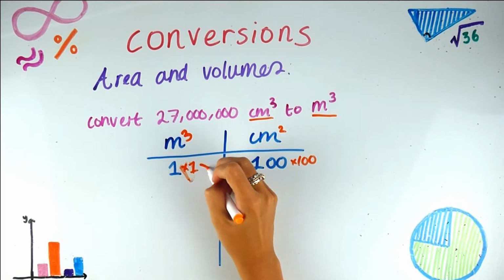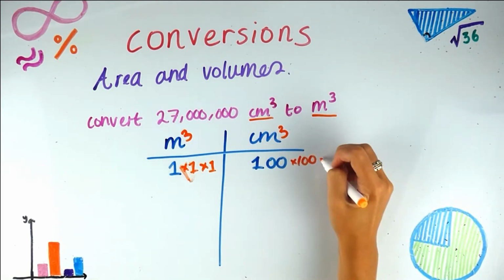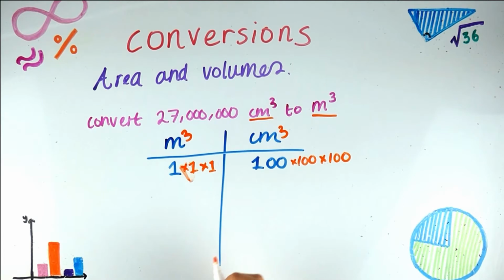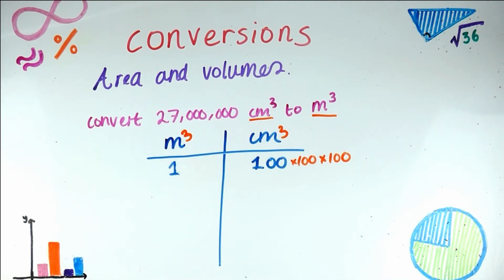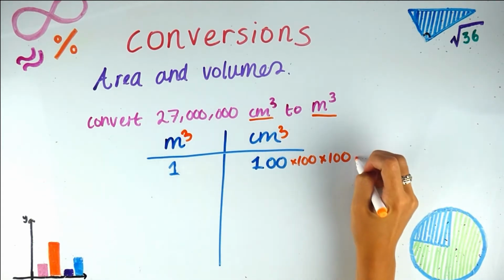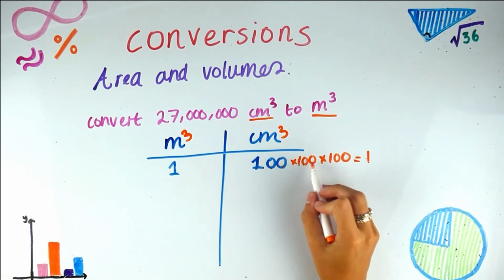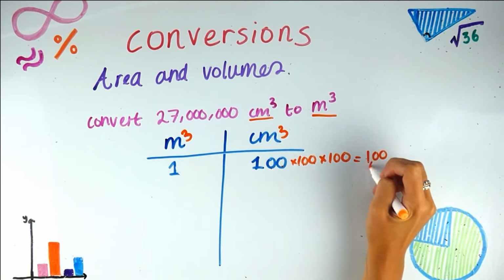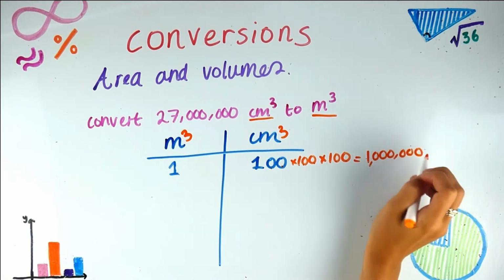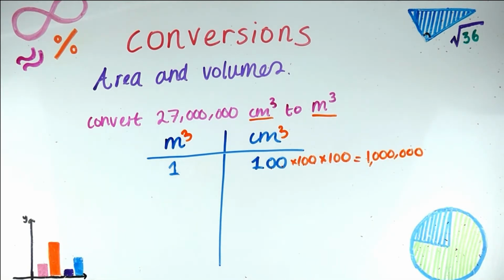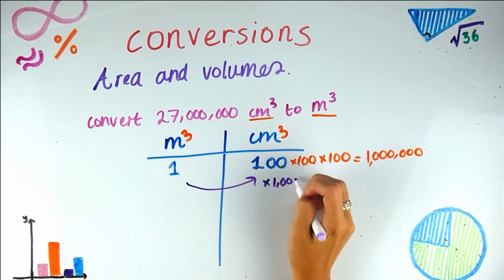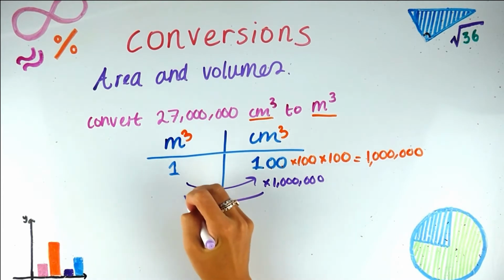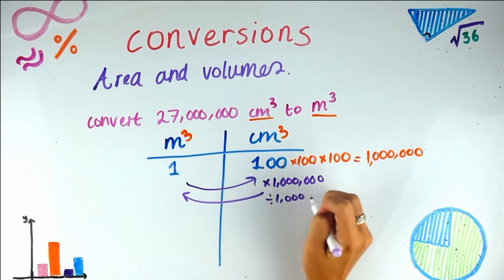So if I do cubed, I have to multiply it again, bring up the dimension, and multiply by itself again. So the answer is, now we can get rid of that because 1 multiplied by 1 multiplied by 1 is 1, and this here is going to be 1,000,000. So what have I done to get from 1 to 1 million? I multiply it by 1 million. If I go the other way, I divide by 1 million.